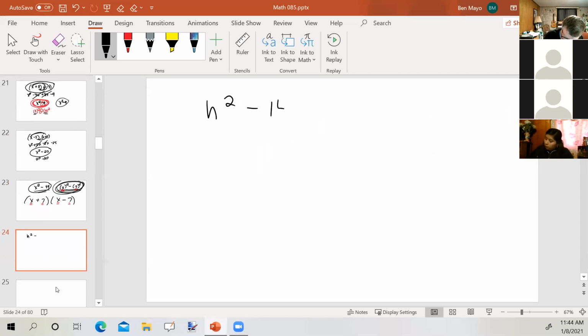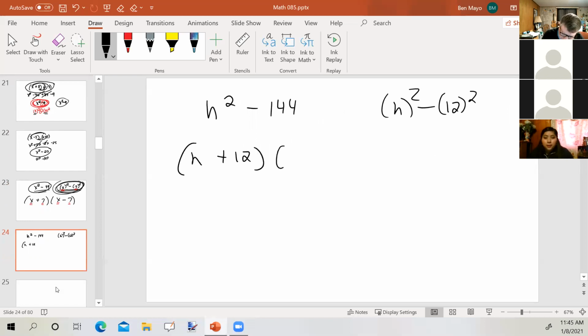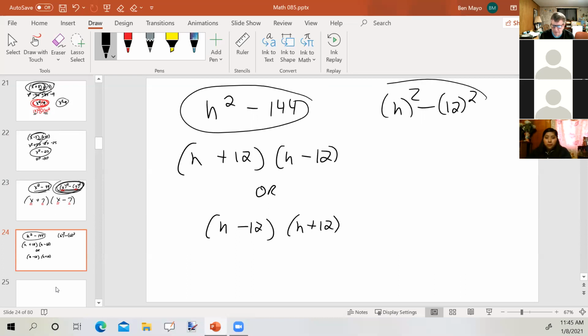h squared minus 144. Well, is that the difference of two squares? Sure, h squared minus 12 squared. 12 times 12 is 144. So the factors would be h plus 12 times h minus 12. Or if you want, you could write h minus 12 times h plus 12. I tend to put the positive term or factor first, but you don't have to. Okay. So if you've got a binomial and you can write it as the difference of two squares, the bases of the squares go here and here, the sum of them, the difference of them.